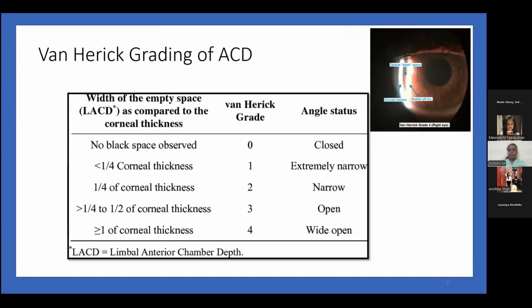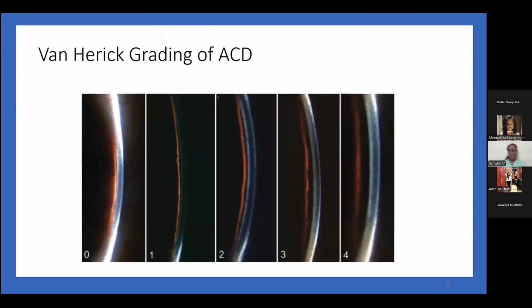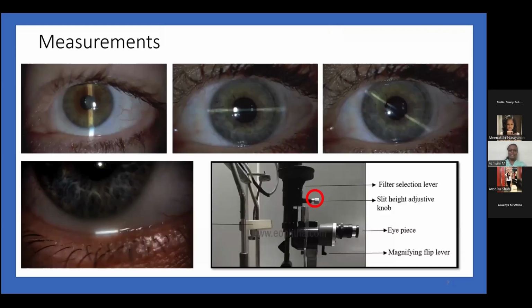So I'm not going to go into the Van Herrick grading because she has given us a very detailed explanation on how to do that. I'll just skip these. And this is the thing about the adjustment of slit height and the slit width. You can also change the orientation of the slit like this. So you can see this knob in most of the slit lamps, which is used for adjusting the slit height. And when you turn this system to the right and left, you will be able to change the orientation of the slit like this.